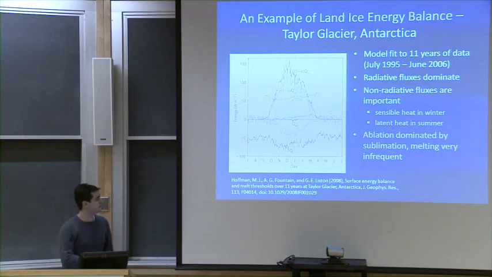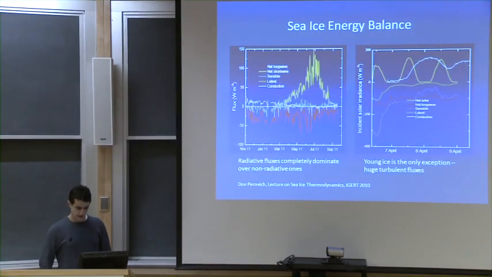And also we have the net energy balance, that's the Q sub M. As we can see, that's very close to zero. There's very little melting occurring, and the glacial ablation is mostly by sublimation.